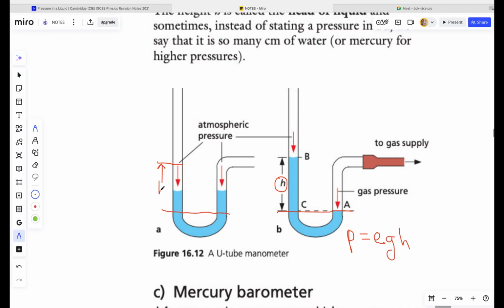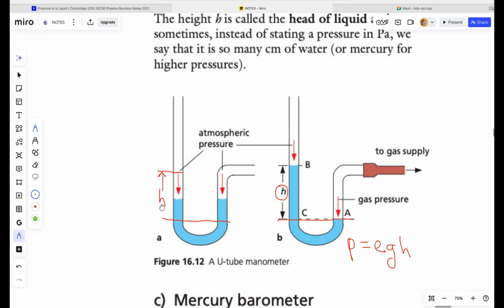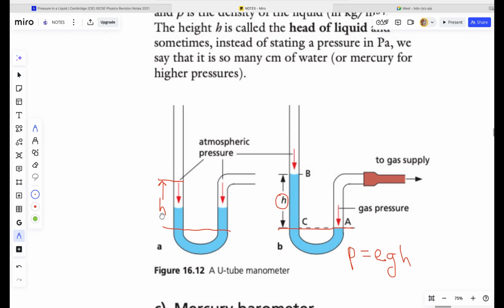It is this height that determines the pressure. Remember, it is the height that determines the pressure in the formula. You know why? Because the density of the liquid is already given to you. You already know the density of the liquid you are using, which is this value. The gravity is a fixed value. Only the height you need to know in order to be able to calculate the gas pressure.